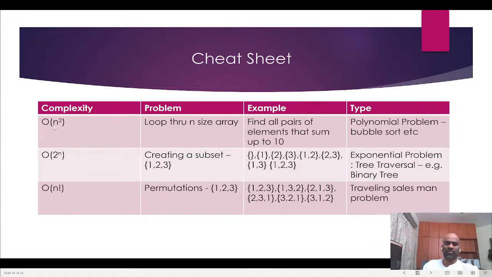For example, say I have order of n squared. What is it? Look through an array of a given size and find all pairs of elements that sum up to 10. It's a polynomial problem, like bubble sort. Anything like bubble sort. It will be 2 power n when creating a subset. We saw that, and it's exponential. N factorial is the traveling salesman problem, or a permutation problem, or the restaurant problem.